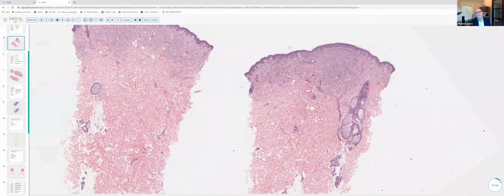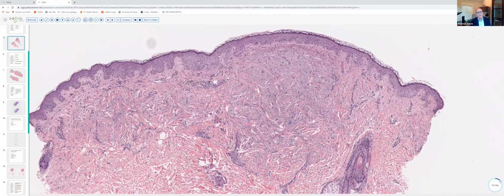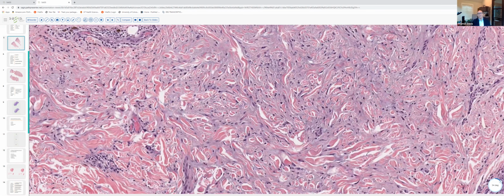And if we move in and take a look at the infiltrate, there are clearly some lymphocytes around the vessels, but we can see that most of these cells in this infiltrate are spindle-shaped, kind of delicate fibroblasts.